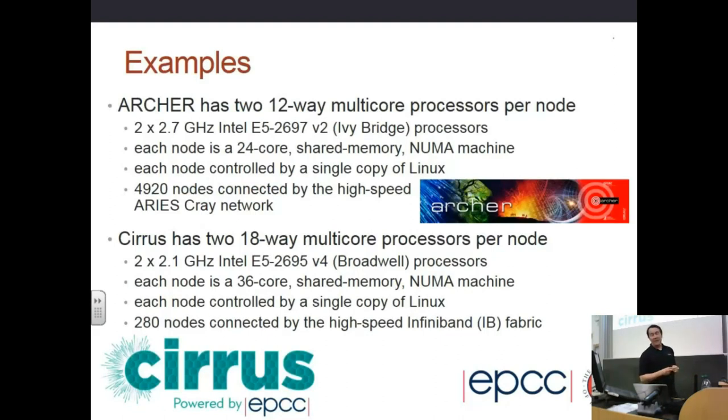If you're a simple person like me, you'd wish that a multi-core processor had 16 cores. But, okay, they squeezed a couple of extra ones onto it. 18 is a horrible number. But anyway, again, a couple of gigahertz, a single copy of Linux controlling all 36 cores, and we have 280 nodes. And because this is not a national level service, it's more of a regional level service, it's an InfiniBand network. It's a more standard off-the-shelf network.